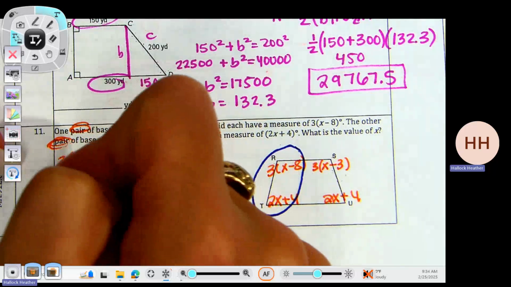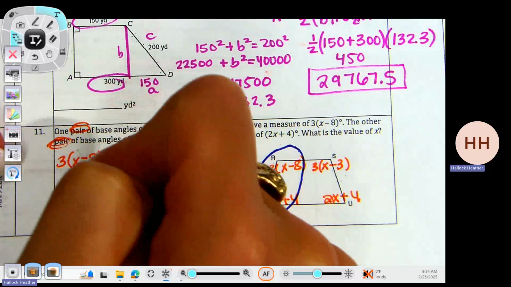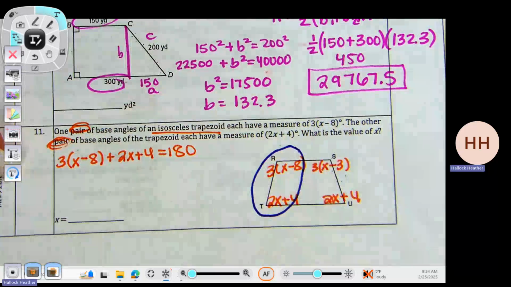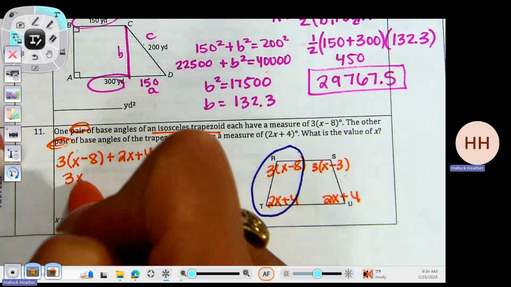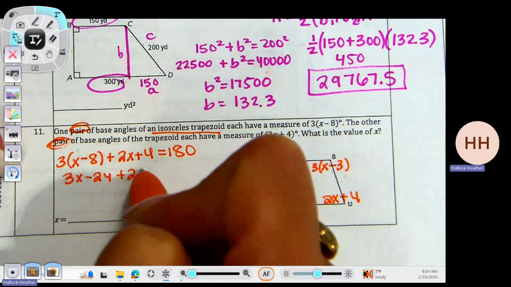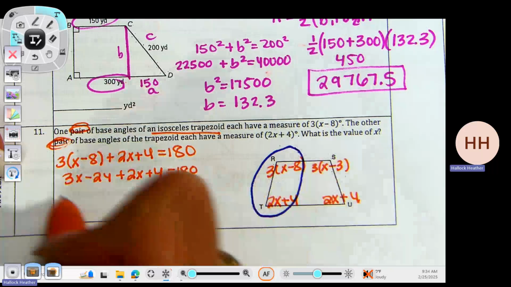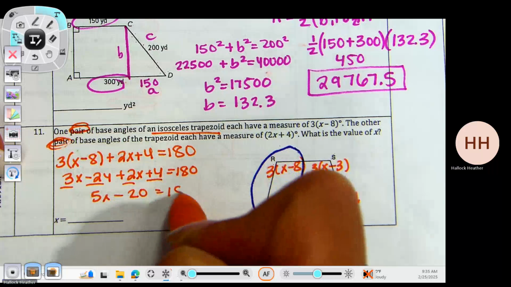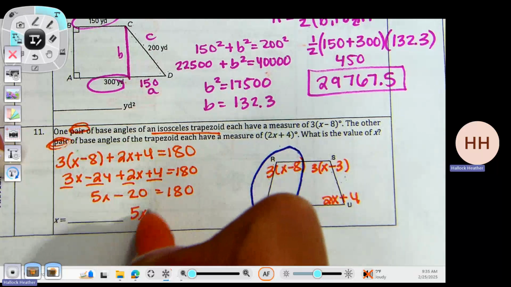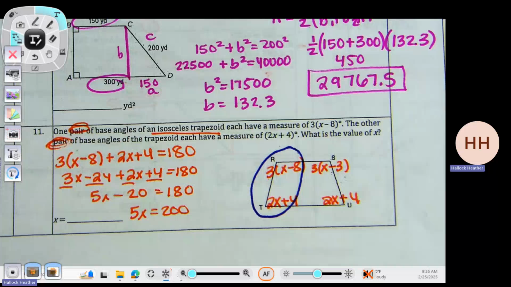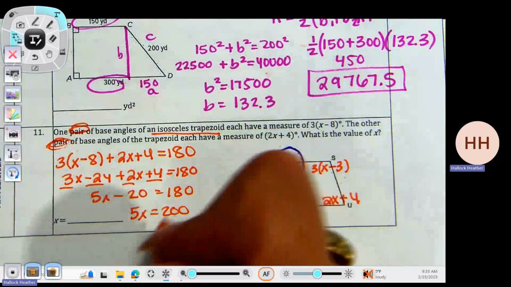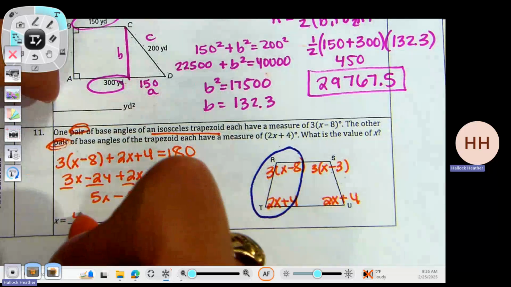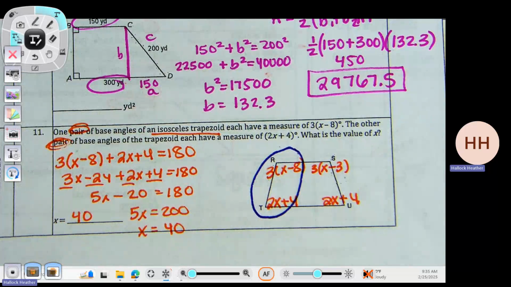So I'm doing 3 times x minus 8 plus 2x plus 4 equals 180. So if I distribute into my parentheses, I have 3x minus 24 plus 2x plus 4 equals 180. If I combine like terms, I get 5x and minus 20. I'm adding 20 to each side, so 5x equals 200. 200 divided by 5 is 40. So I just need to find x. So 40 is my answer. I thought I was going to have to plug it back in.